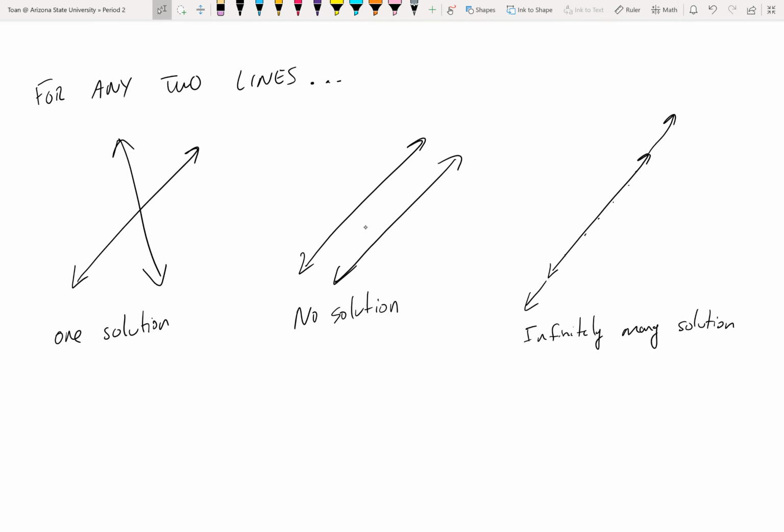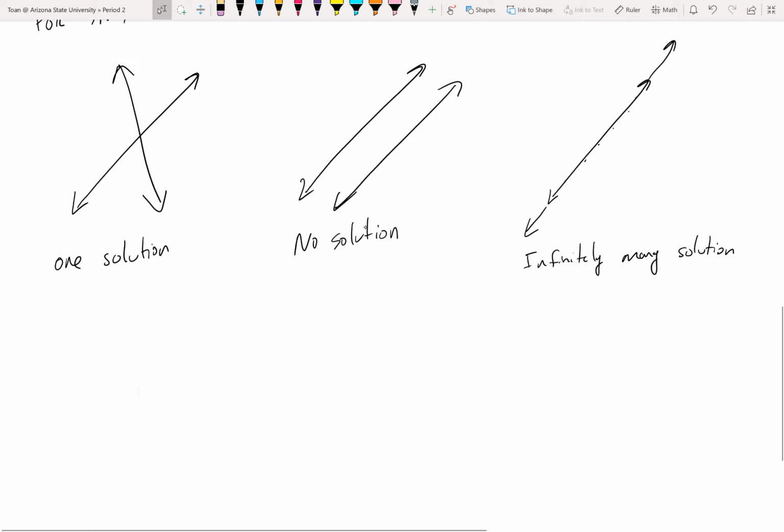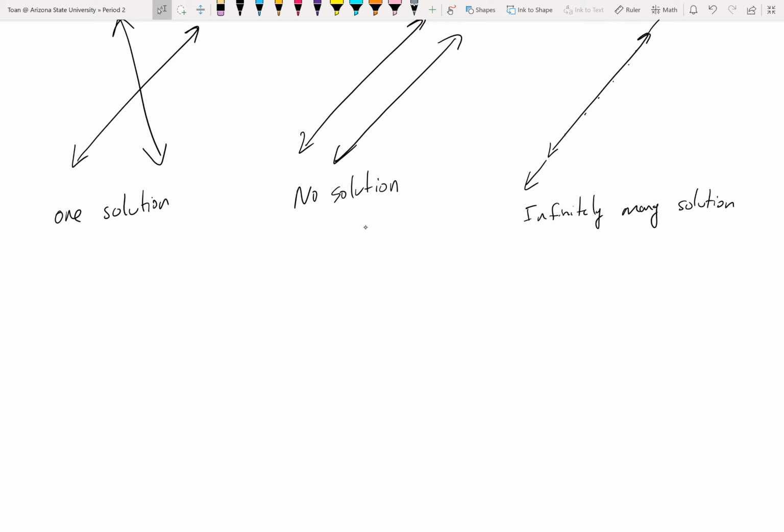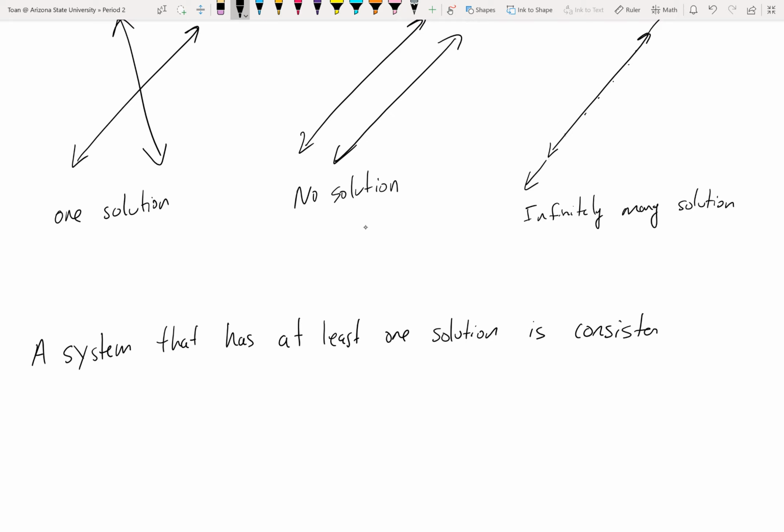Now, this is Algebra 2, so we got some fancy vocab words to talk about, and so let's go ahead and talk about them right now. So yes, you can say it's one solution, no solution, or infinitely many, but we want to sound fancy. This is Algebra 2 after all. Okay. So here's some vocab. A system that has at least one solution is said to be consistent. So at least one solution means consistent.